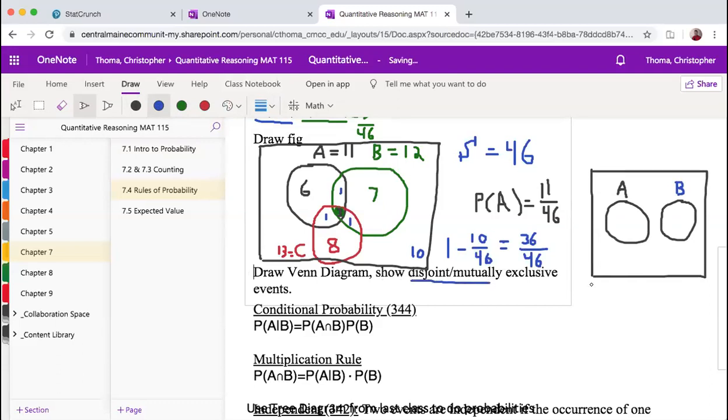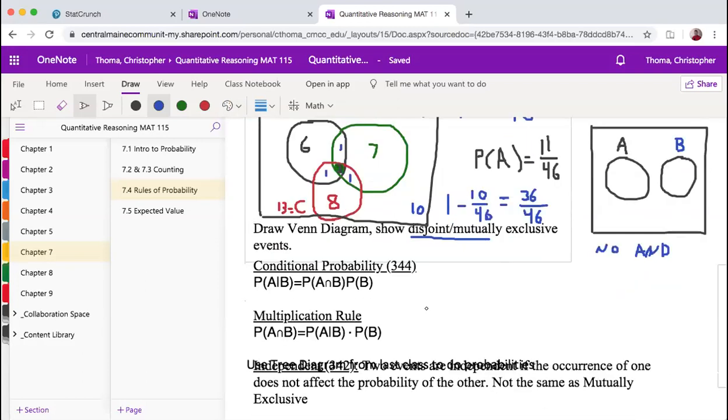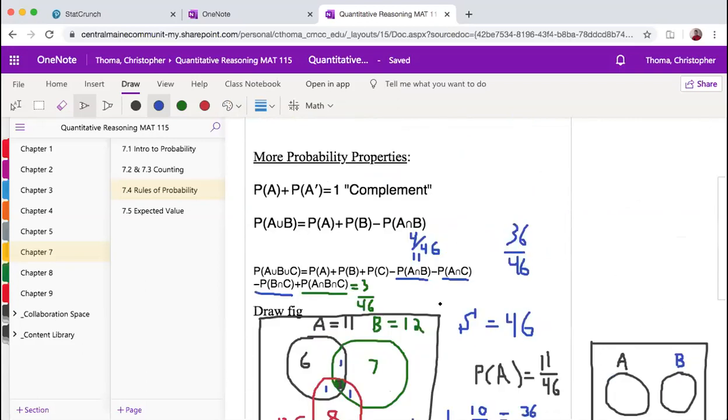So for things to be disjoint and mutually exclusive, notice these do not connect. There is no and. That is what it means to be disjoint or mutually exclusive. I'm doing so good. My and turned out horrible. Writing with a mouse is tricky. And that's different than independent. We'll get into independent in a minute, but that's what it means to be disjoint or mutually exclusive. You have nothing in common, right? So any questions on kind of how the laws of probability work?